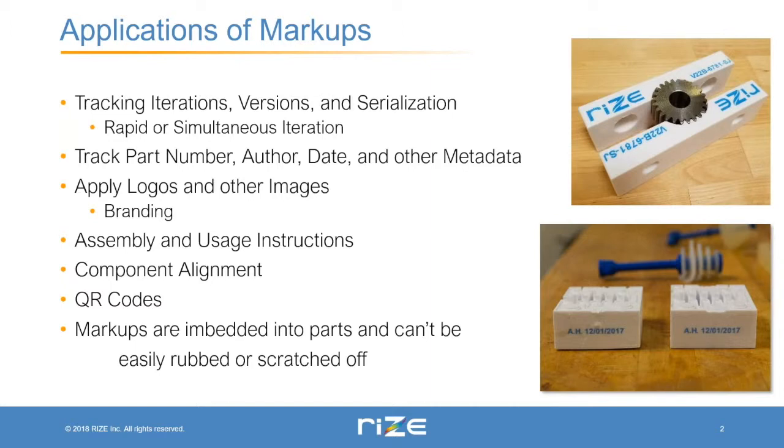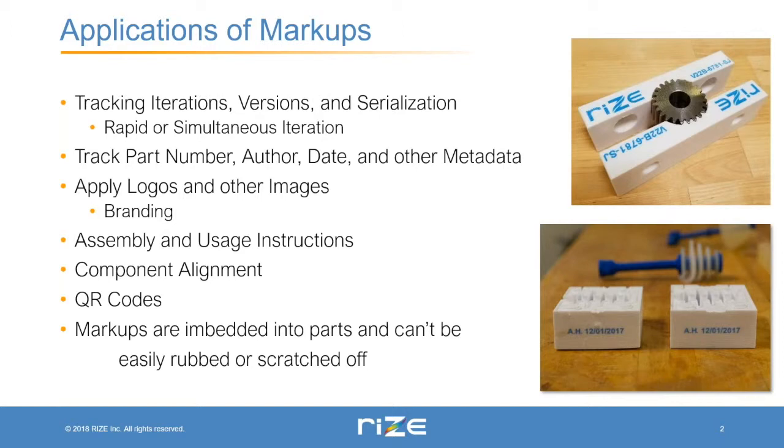Some of the things that you're able to do with this are tracking iterations, versions, and serialization of your parts. This could be in cases where you're going through many iterations of a single type of part, and in order to keep track of which version is which after you've completed the print, having a markup on each part using the serialization function or by individually attaching a markup number makes it easier for you to return to previously printed parts and recognize which iteration it belongs to.